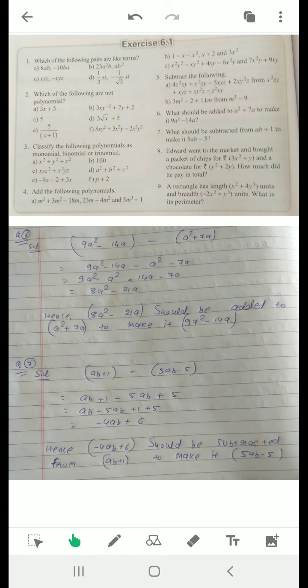If someone asks you, what should be added to 10 to get 50? We will get the answer 40. How do we get 40? 50 minus 10. From the second number, we will subtract the first number.